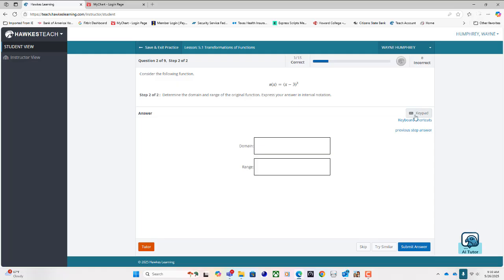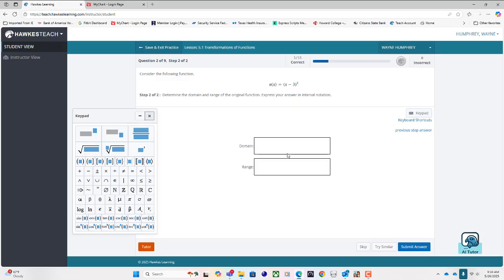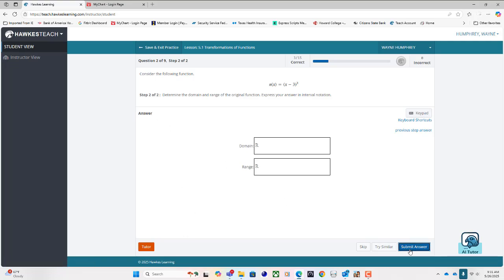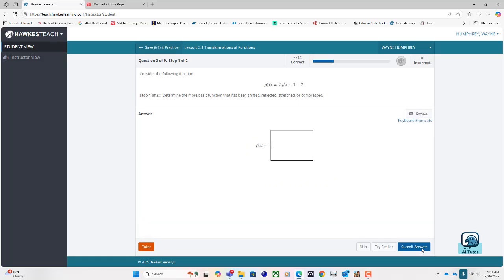So there's a couple of ways that you can write this. You can use interval notation and say negative infinity to infinity, or you can pop into your keypad and just use that superscript R. And that's how the homework works.